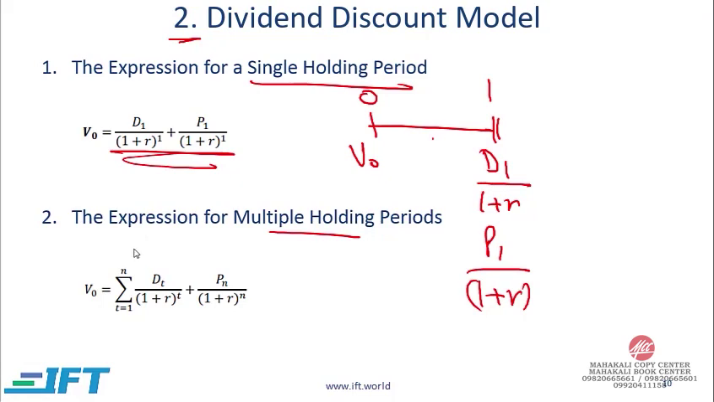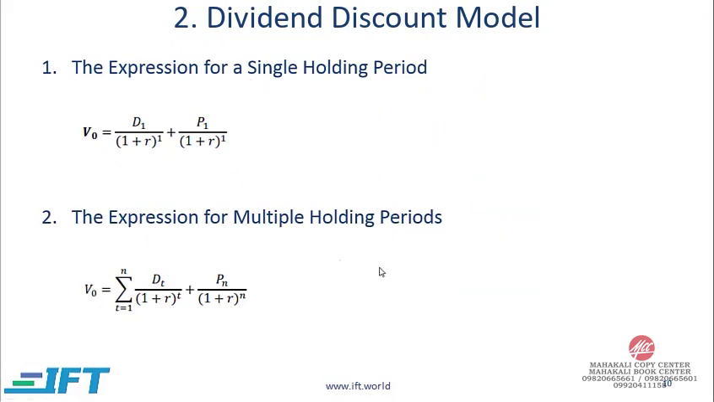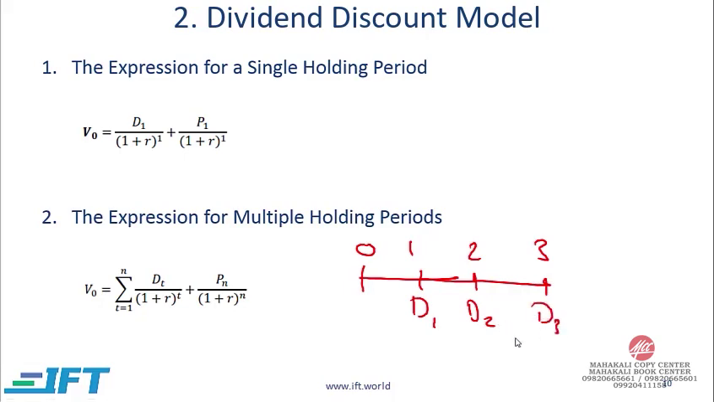What about the multi-period model? Same idea, but you are getting dividends over multiple periods. So let's say you are getting dividends over 3 periods. Then what will you do? You'll take the 3 dividends, discount back each of the 3 dividends. You will take the expected price at the end of period 3 if you are holding the investment for 3 periods, and then also discount back this price at the end of the 3rd period.